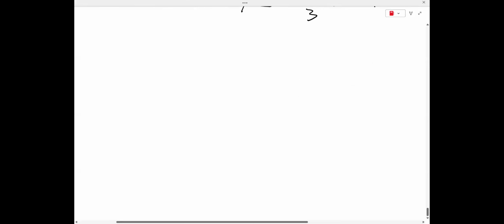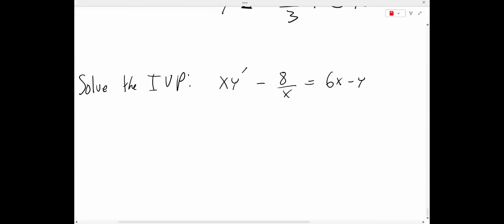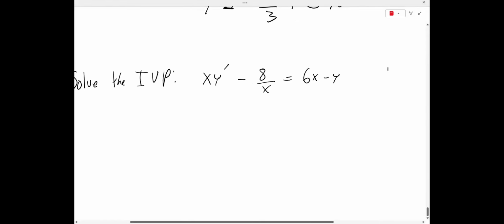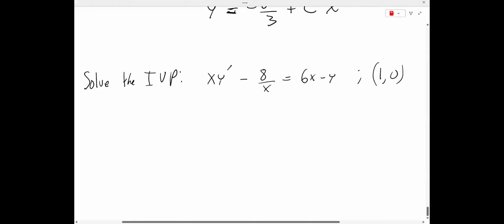A couple more. This is the last one, linear. So you solve the initial value problem. Okay, let's do this one here. So xy prime minus 8 over x is equal to 6x minus y. Okay, and let's say 1 comma 0. It goes through the point 1 comma 0. So we're looking for a solution that goes through that point 1 comma 0 here.